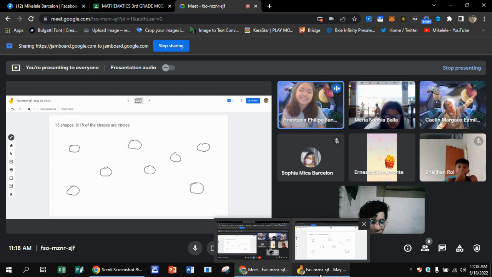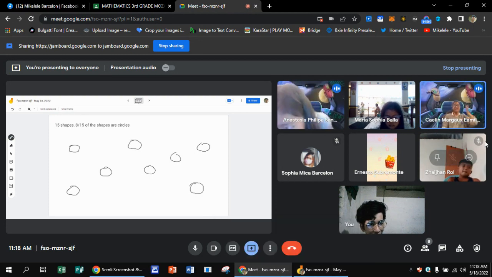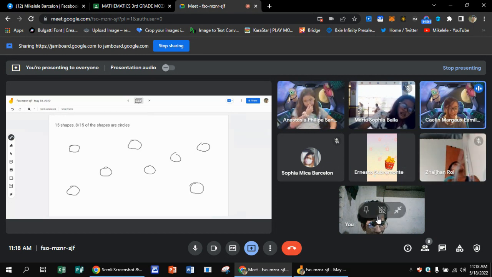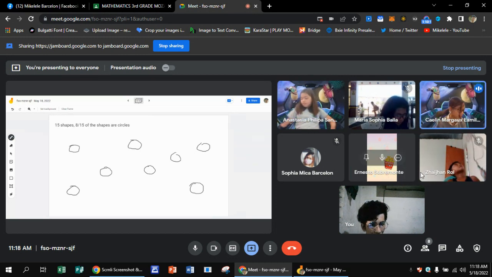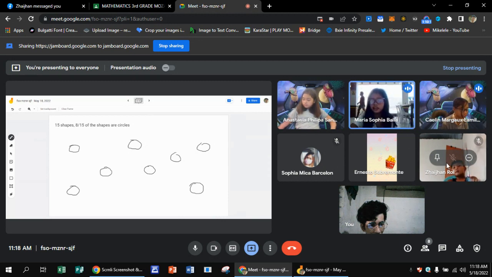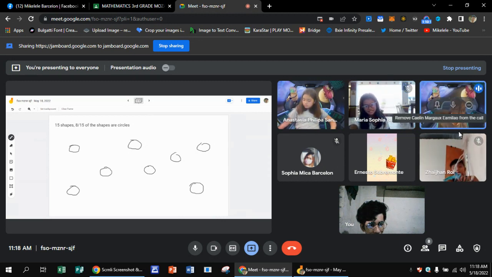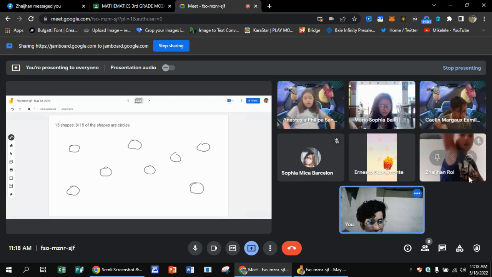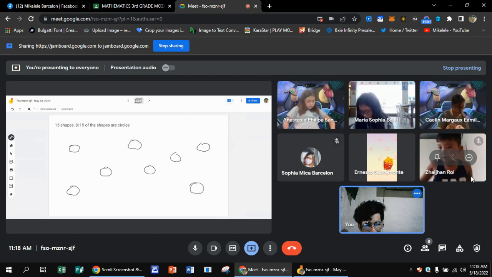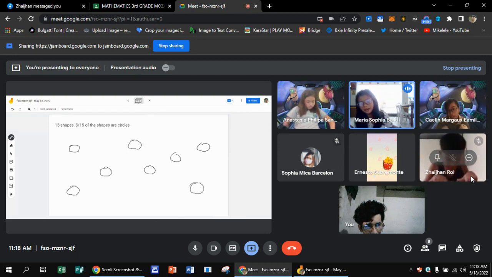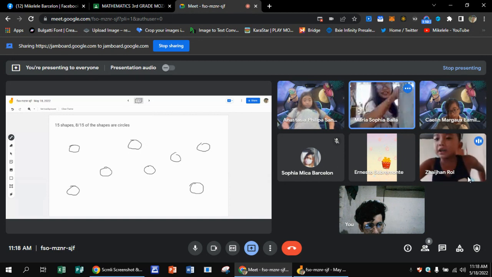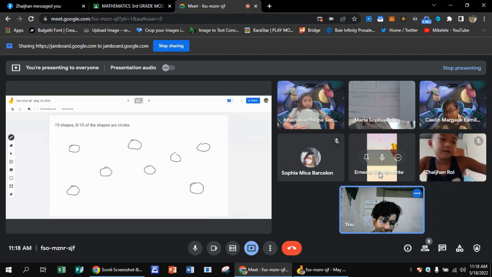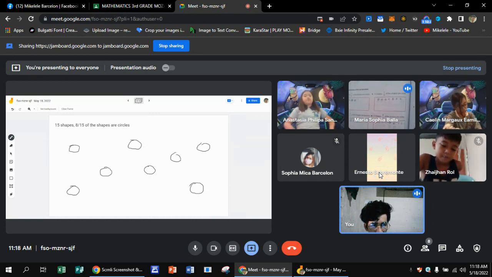You drew a rectangle. How about you, Kaylin? What other shapes did you draw? I didn't do any other shapes. I just drew circles. Triangle, circle, and hearts. Okay. And squares. How about you, Seijan? What other shapes did you draw? Circle and triangle. How about you, Kristan? What other shapes did you draw?